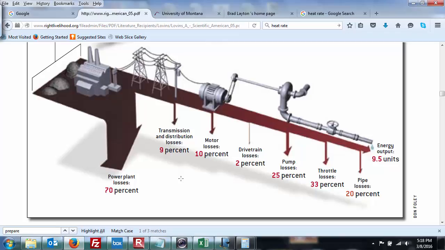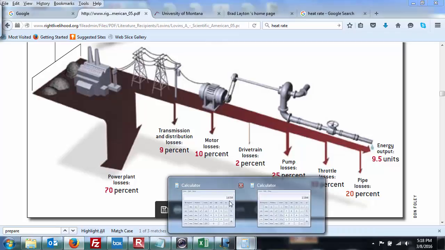Now here's one thing to think about. We are not adding these numbers, we're multiplying them. Because if you'll notice, if you add 70 plus 9, now you're at 79. You add 10, now you're at 89. You add 2, you're now at 91. You add 25, you're already over 100. So when you multiply these numbers together, you get 9.5. Let's just verify that.